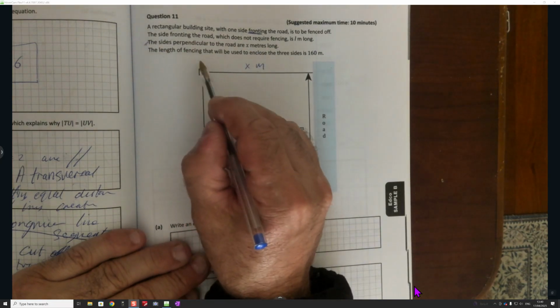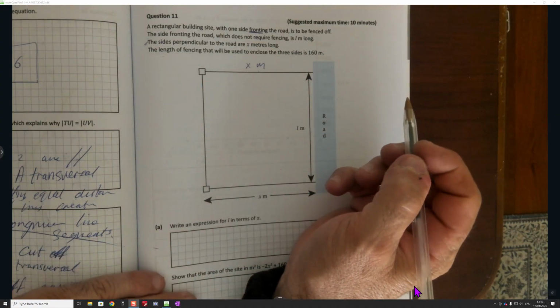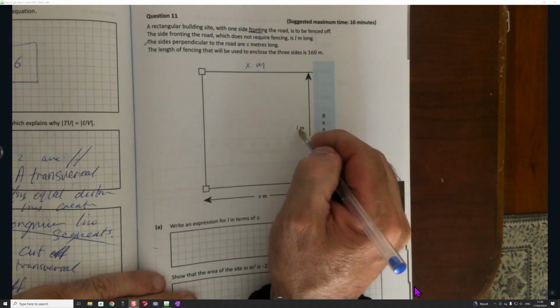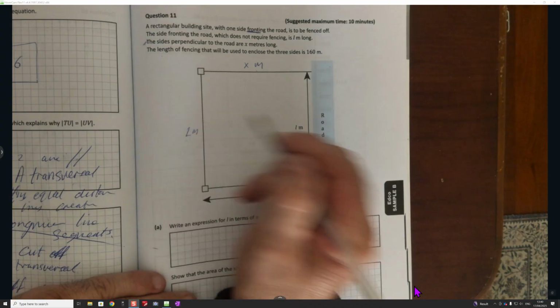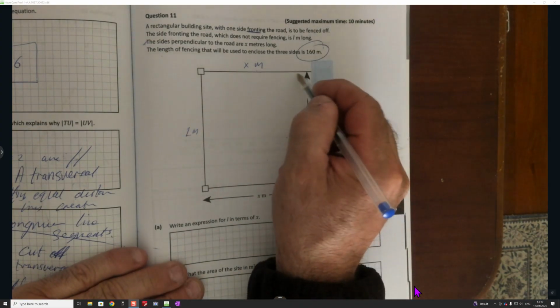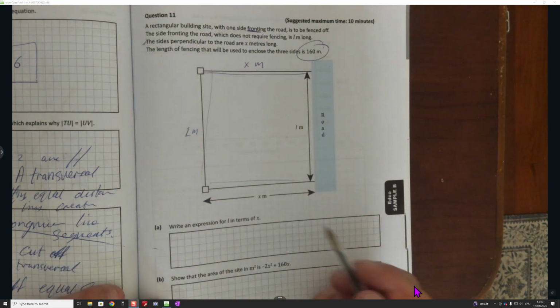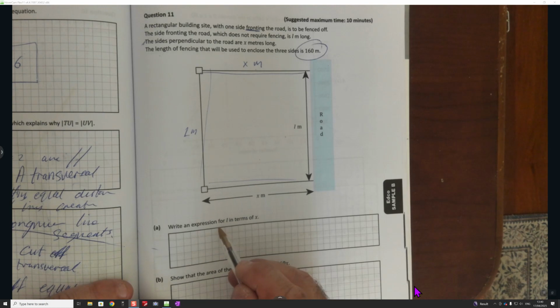The length of fencing that will be used to enclose the 3 sides is 160. Okay, again, let's say that we do understand that this is L meters and that this 160 meters is collectively these 3 grouped together. Write an expression for L in terms of X.